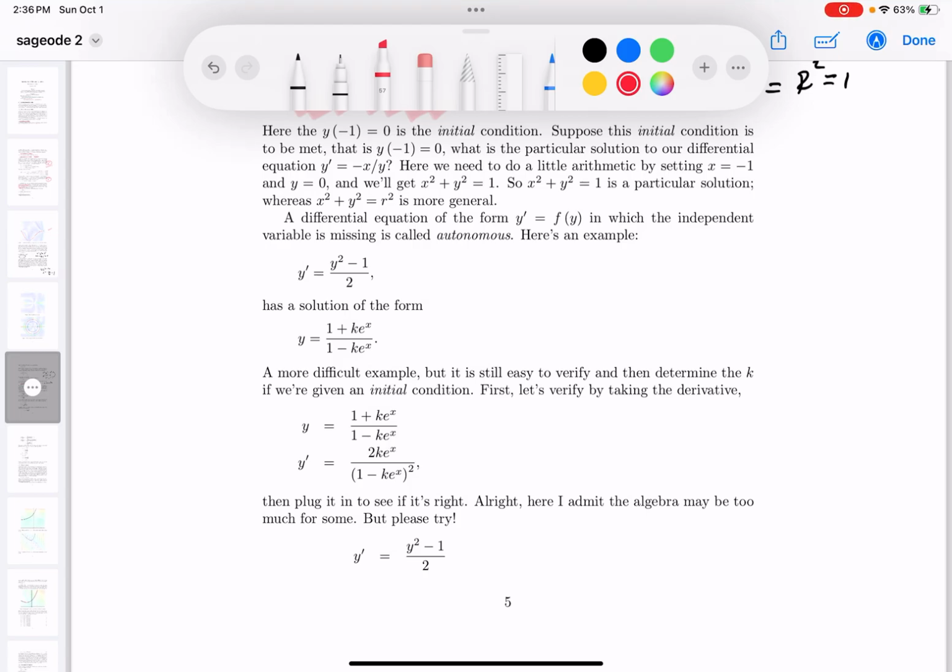All right, so we have a differential equation of this form over here, where the derivative of y with respect to x is a function of y. It's missing the independent variable of x. It's called autonomous. This is an example of an autonomous differential equation.